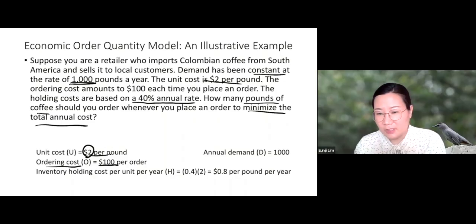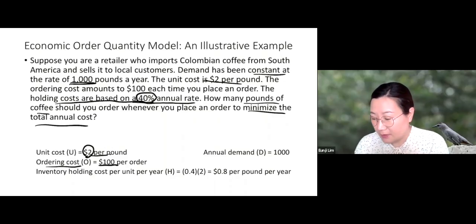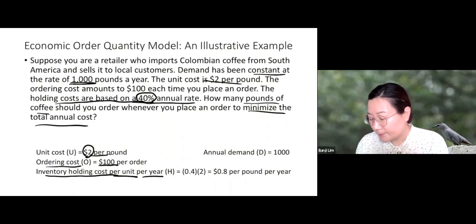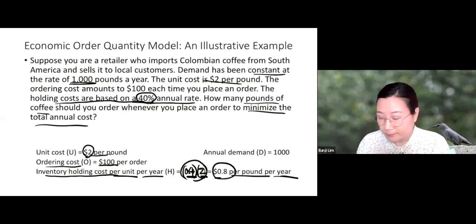There is the inventory holding cost. How much is the inventory holding cost? The holding costs are based on a 40% annual interest rate. So the inventory holding cost per unit per year is 40% of the unit cost, right? To purchase 1 pound of coffee, you need to pay $2. That's how much you invest to purchase 1 unit. And 40% of that is 80 cents per pound per year. And the annual demand is 1,000 pounds.